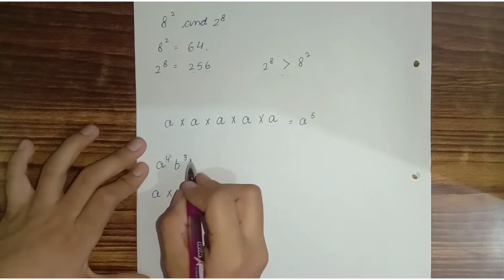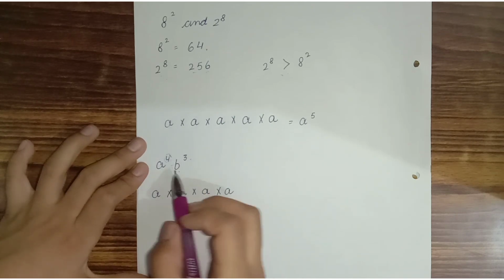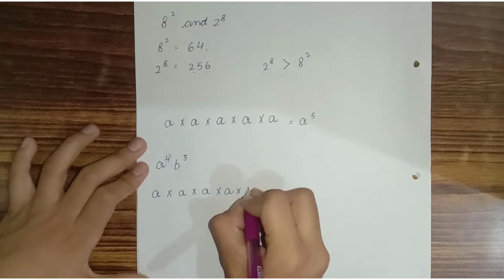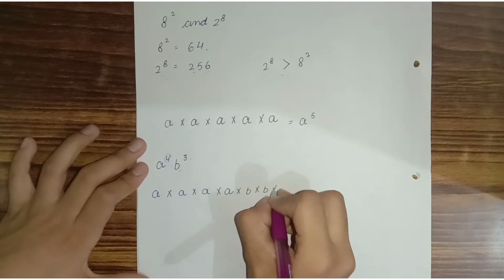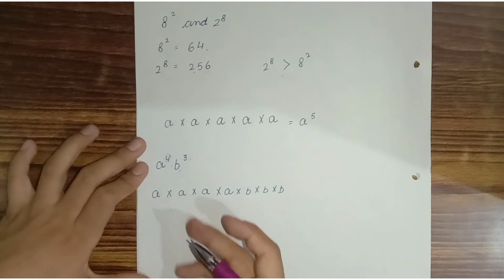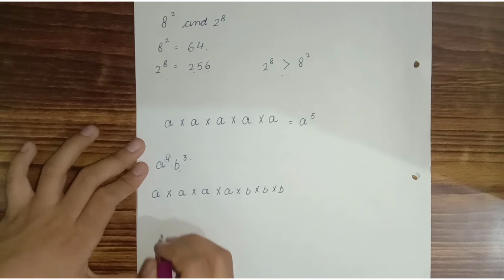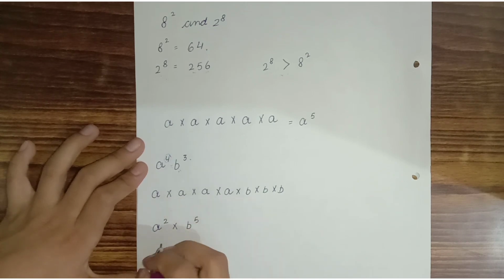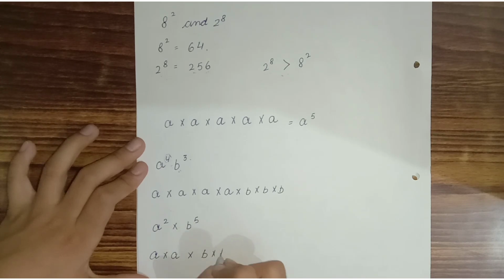And friends, b is also multiplied here. If there is no symbol, it means it is multiplied. b is multiplied 3 times, so we'll write b into b into b. So like this we'll write the expanded form of these exponents. Suppose we take one more example: a raised to the power 2 into b raised to the power 5. So it will be a into a into b into b into b into b into b. Like this it will be written.